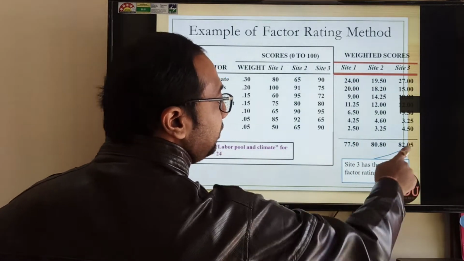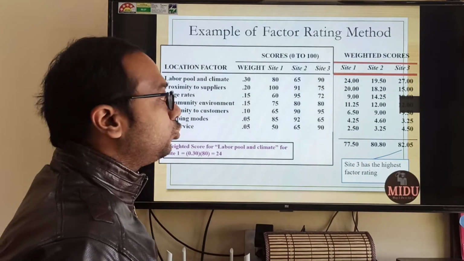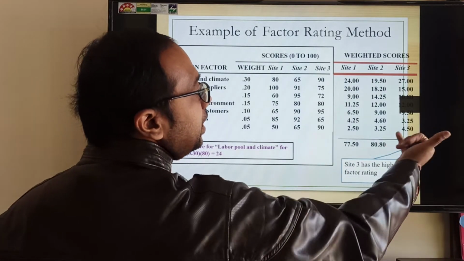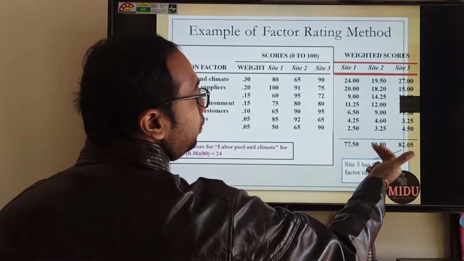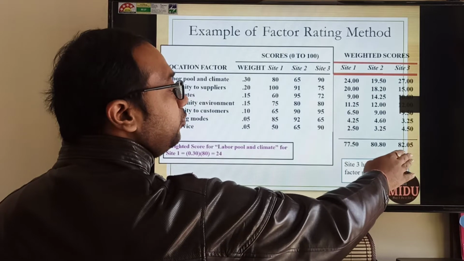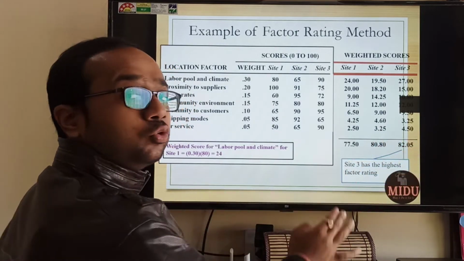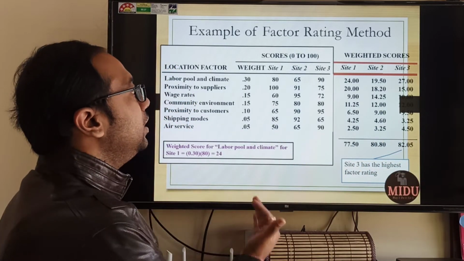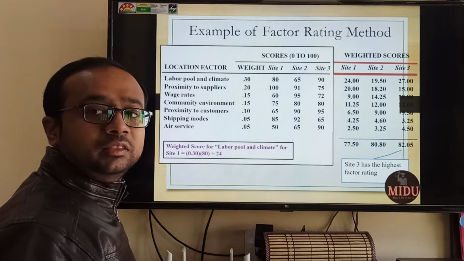Whichever has the highest is our first priority. So what will be our listing? The listing will be site 3, site 2, site 1. So ideally we should go for site 3. If there is some constraint because of which we cannot go to site 3, then site 2, then site 1. This is how we use the factor rating method to solve the problem.